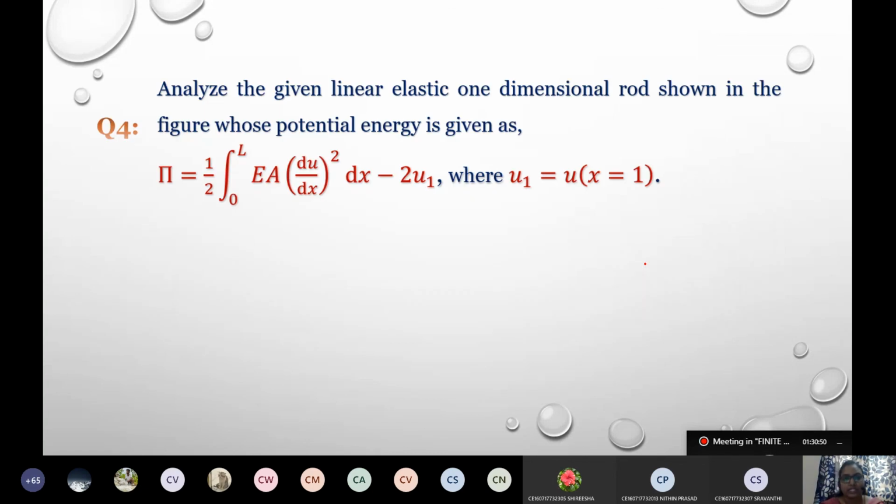All right. Now see, this is the problem where we have to analyze the given linear elastic one-dimensional rod. Here we are trying to analyze a one-dimensional rod, which is shown in the figure, whose potential energy equation is given to us. Very good. We don't have to create a potential energy equation all by ourselves. We have an equation that is already given. We just have to solve the equation, or we just have to analyze the equation so that we can get the answers of U.